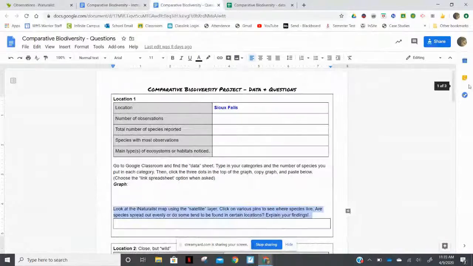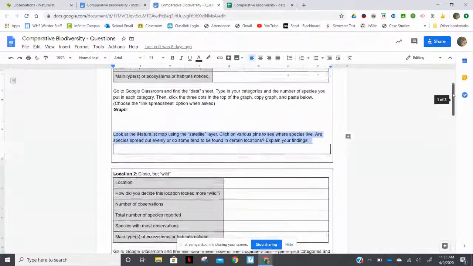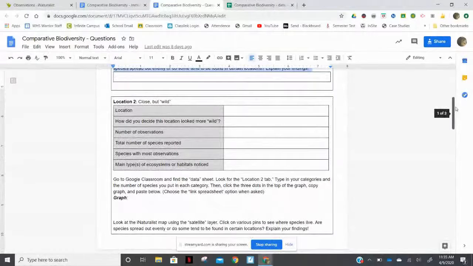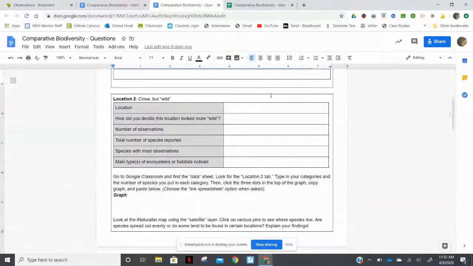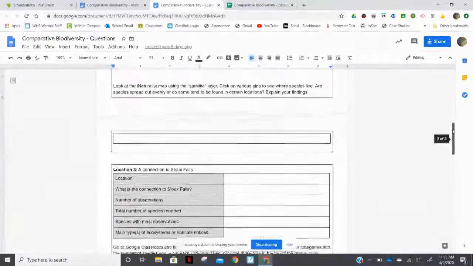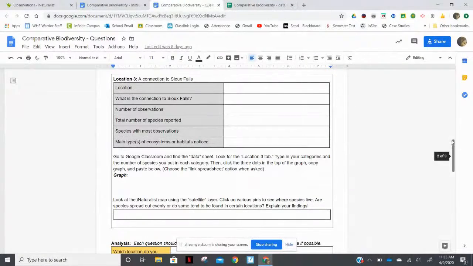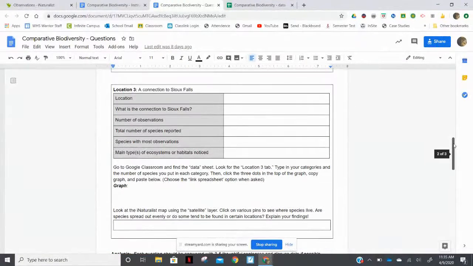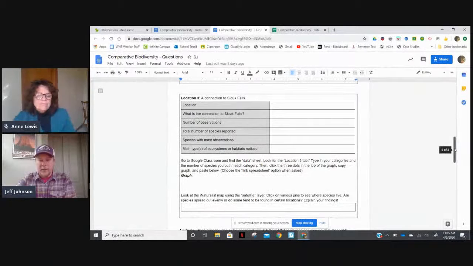Then the second thing I had them do is move over and find somewhere that was wild. So essentially repeat the same process, but with a place that seemed a little more natural to them. And I got some interesting answers on that. The third location was one that had some connection to Sioux Falls. It could be the same climate, or the same latitude, or something that they saw as having some sort of relationship to Sioux Falls in the natural sense.